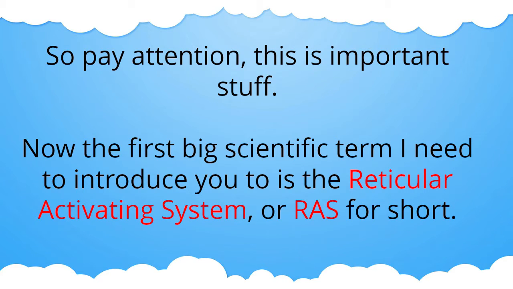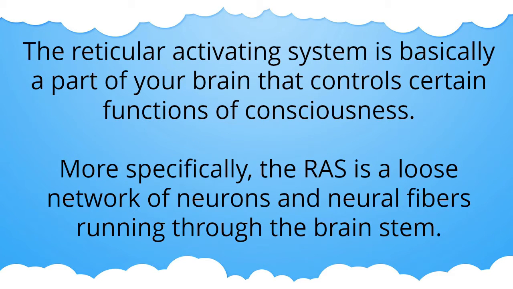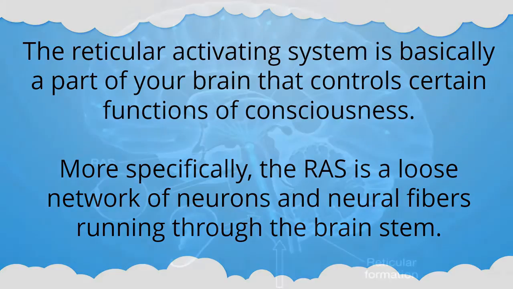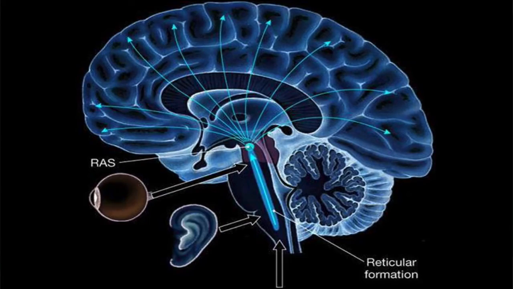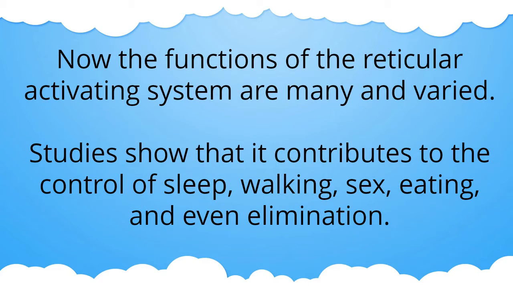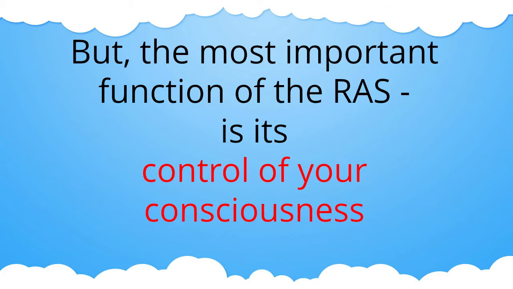Now, the first big scientific term I need to introduce you to is the reticular activating system, or RAS for short. The reticular activating system is basically a part of your brain that controls certain functions of consciousness. More specifically, the RAS is a loose network of neurons and neural fibers running through the brainstem. These neurons connect with other various parts of the brain. The functions of the reticular activating system are many and varied. Studies actually show that it contributes to the control of sleep, walking, sex, eating, and even elimination. But the most important function of the RAS is its control of your consciousness.